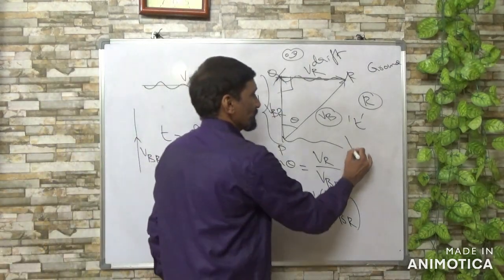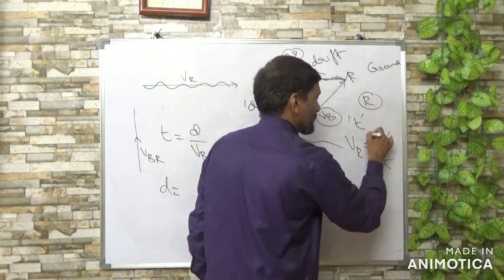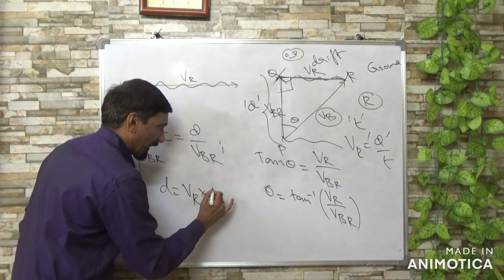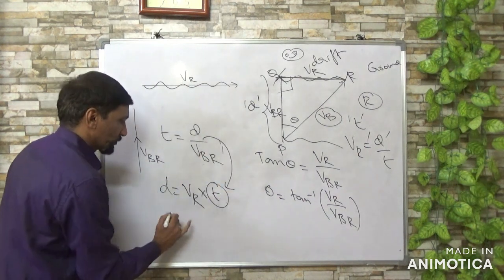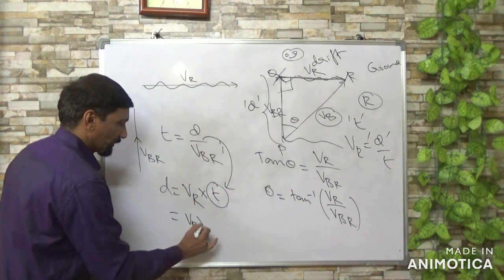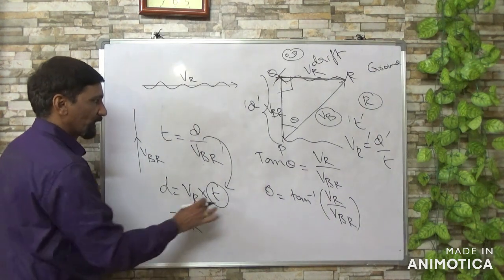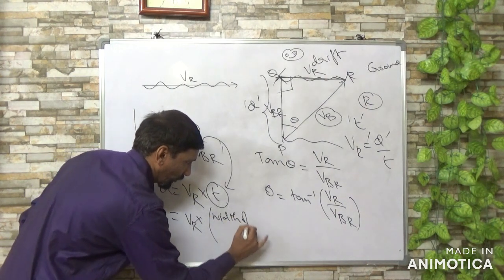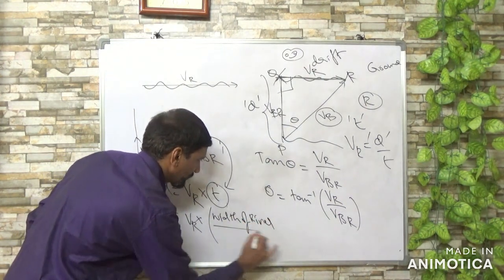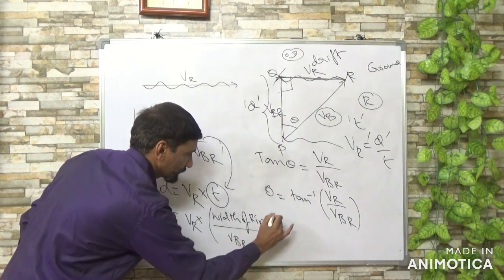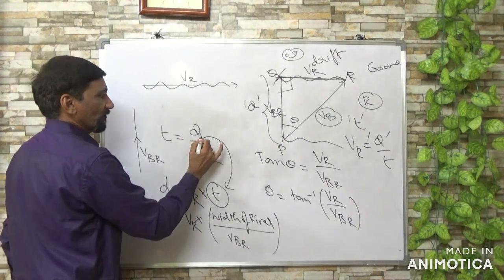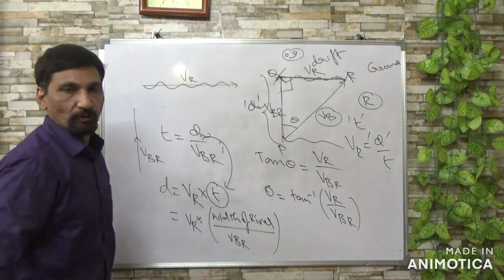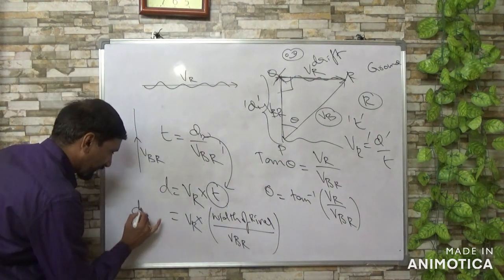Speed is equal to distance by time, so distance is speed into time. So it is the velocity of the river into time taken, that is nothing but VR into time taken. That is the width of the river by VBR. For our convenience we will take dW, which means the width of the river. This part you call drift.